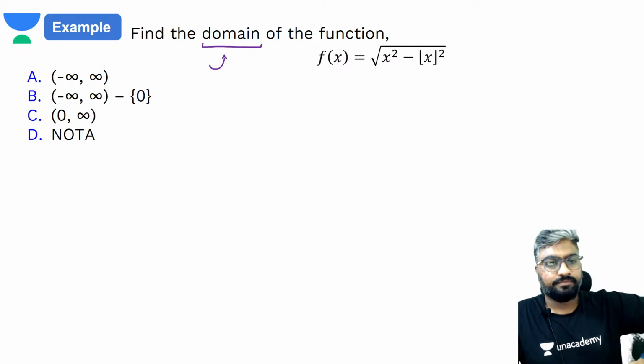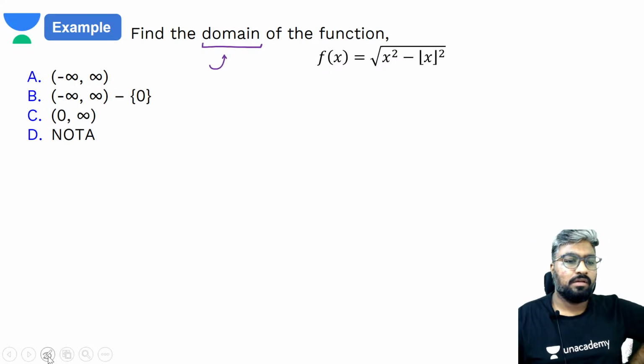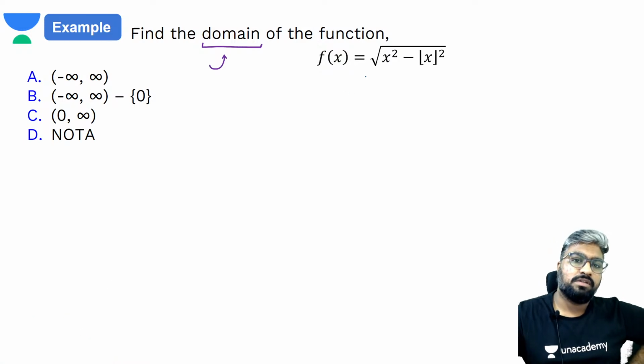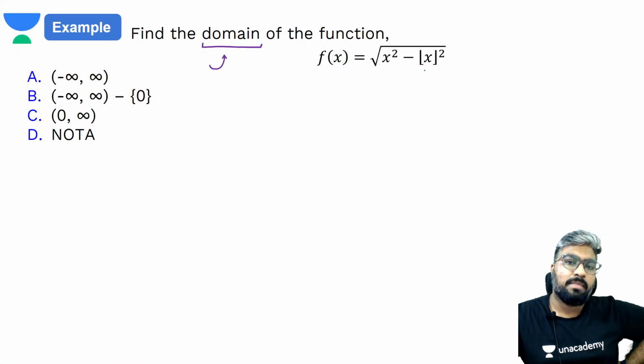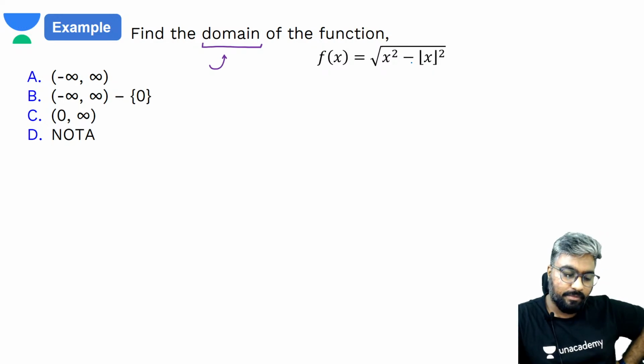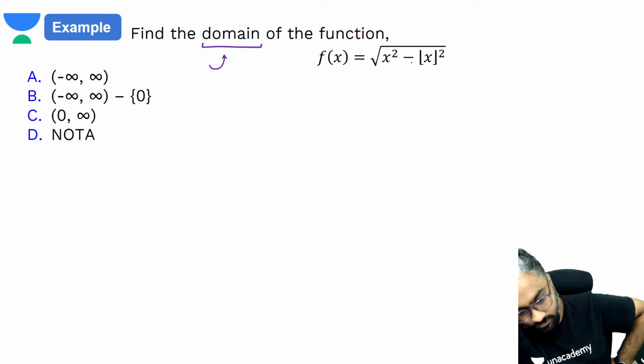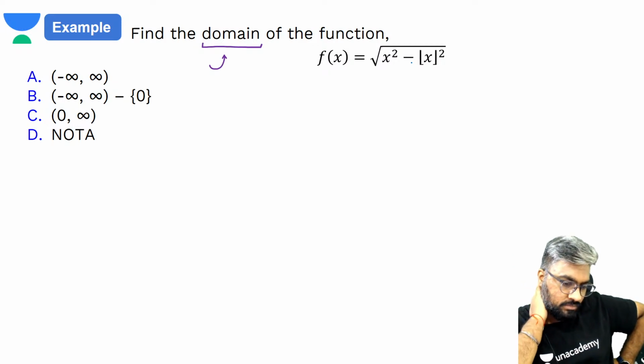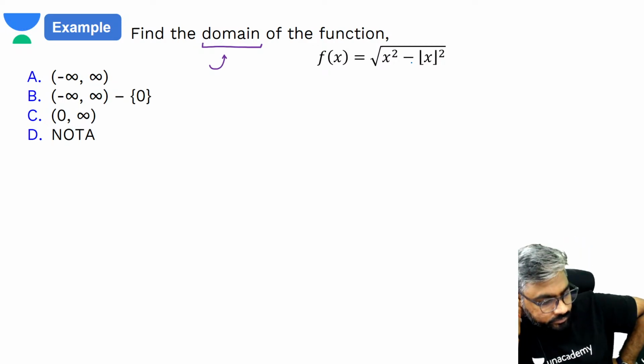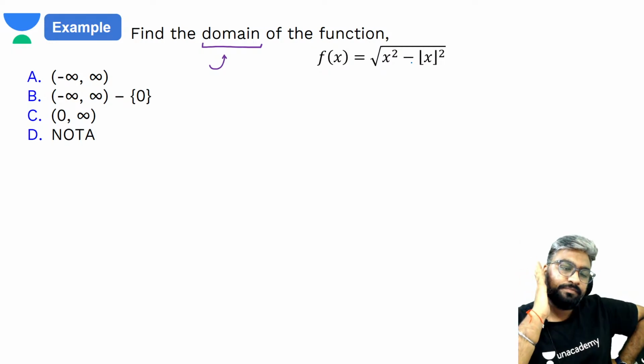Last question of the day, then we will move. जल्दी करो ये वाला. Find the domain of this function. Square root of x square minus greatest integer of x square. Best way to do this would be using reverse engineering, but try करो. Quick.